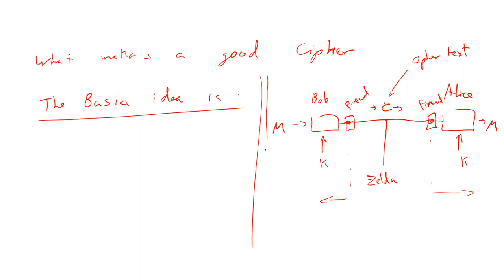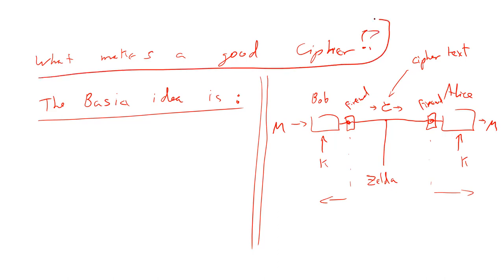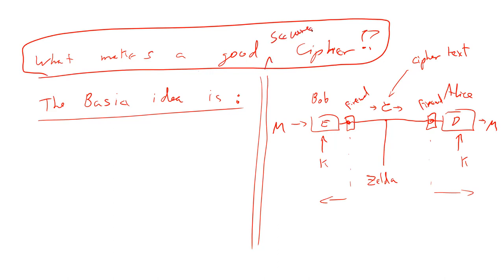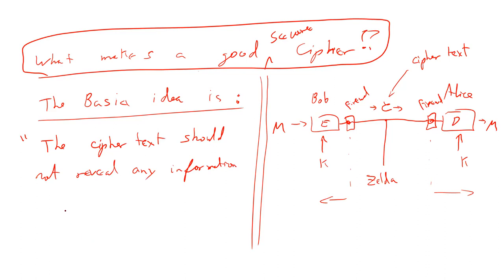Very good. So now then, what we end up with is the basic idea is that, so remember, again, we are trying to define what makes a good cipher. That's the question we're trying to answer: how do I know that what we use here is good, secure? What makes a secure, good cipher? So you have to frame that in some way. So the basic idea is the ciphertext should not reveal any information about the plain text.